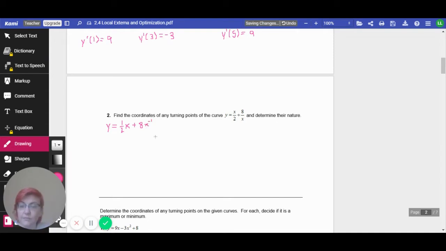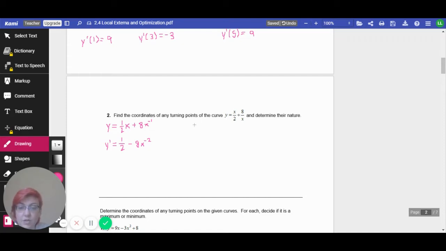All right, so y prime is going to equal 1 times 1/2 is 1/2, and then x to the 1 minus 1 is x to the 0, so this is just 1/2. Next, negative 1 times 8 is negative 8, and x to the negative 1 minus 1 is negative 2. Okay, so this now is equal to 0. That's going to find me turning points.